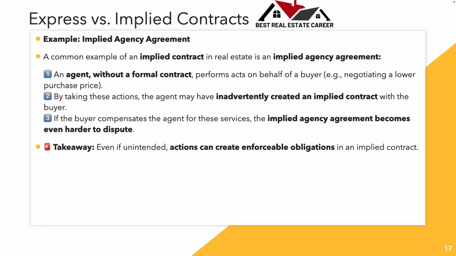So an agent without a formal contract performs on behalf of a buyer. They're negotiating, they're doing some stuff. By taking these actions, the agent may have inadvertently created an implied contract with the buyer. Now, if the buyer compensates the agent for these services, the implied agency agreement is going to be even harder to dispute. There's no takesy backsies. You got paid, you knew what you were doing. Even if it is unintended, the actions can create enforceable obligations.